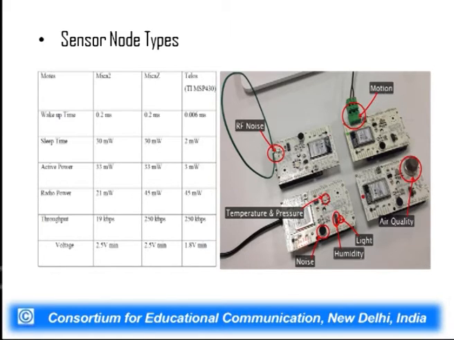According to a different categorization, we also have nodes like Mica 2, Mica Z, Telos, and many more. Now these are the sensor nodes that are available in the market depending upon the specific needs of the applications.